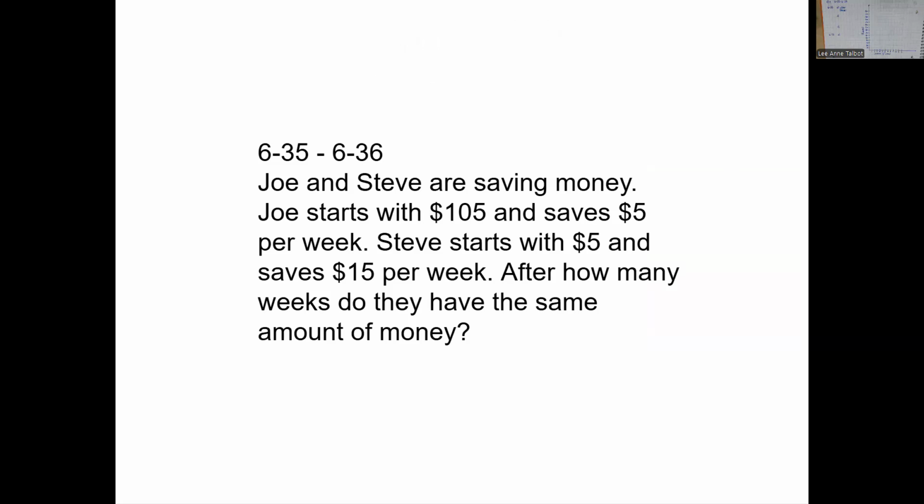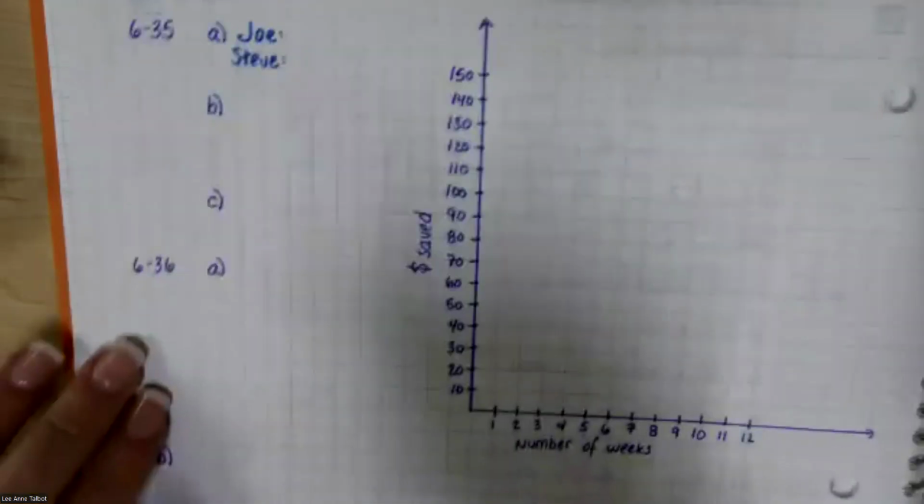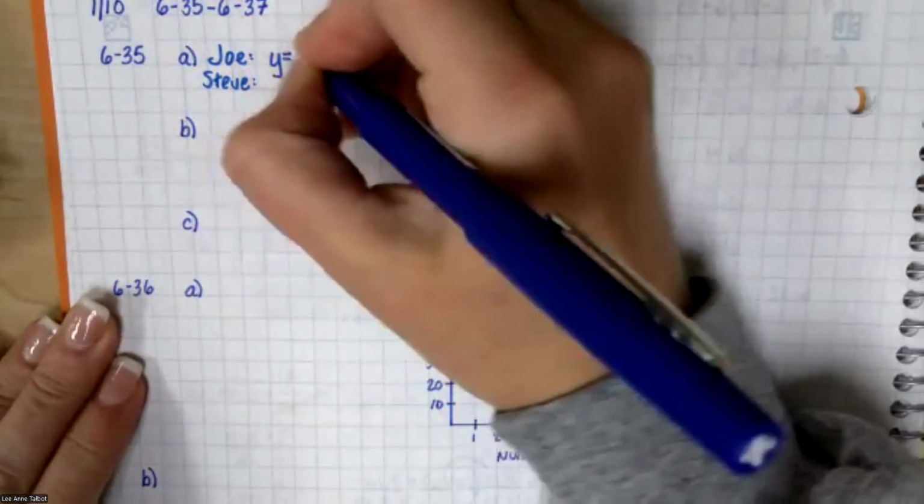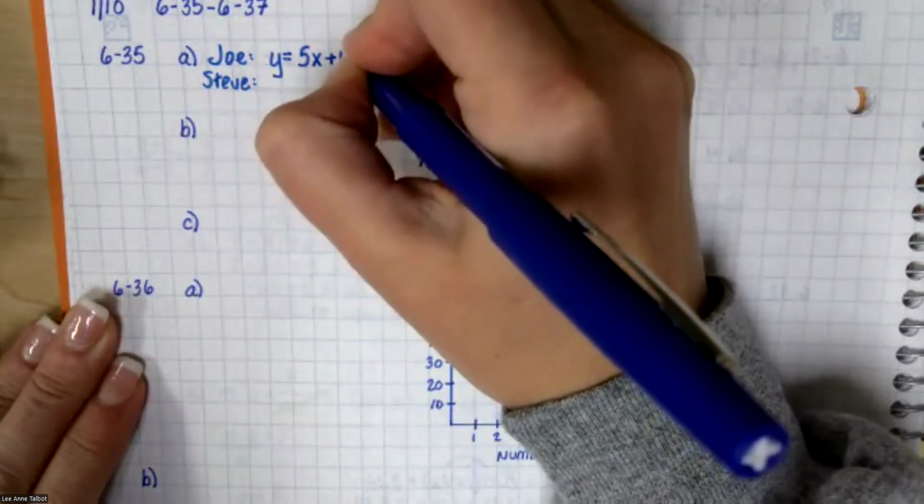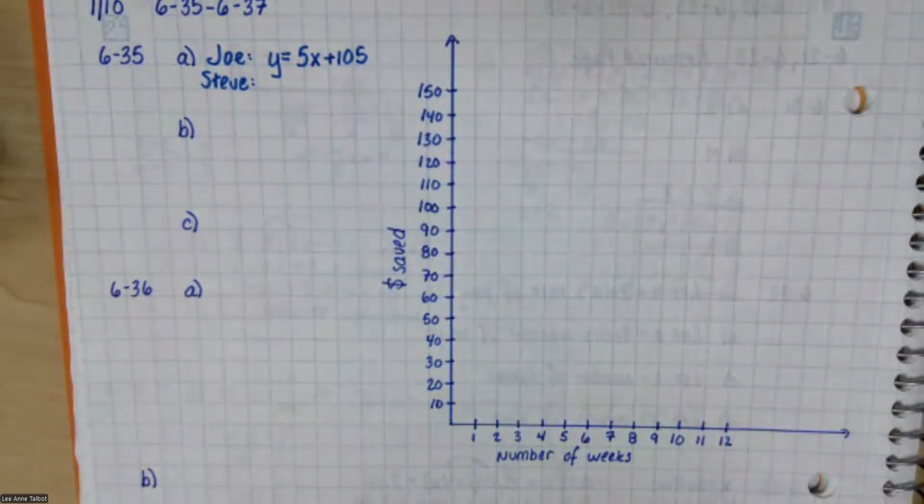Okay, so we're going to write an equation for Joe, and his is going to be like y equals mx plus b. So on your paper next to Joe, write y equals. Okay, now what is the, yes, 5x plus 105. Okay, great. So $5 per week is the slope because that's how much it's going up each week. And 105 is his start, so that's b. Okay, so y equals 5x plus 105.